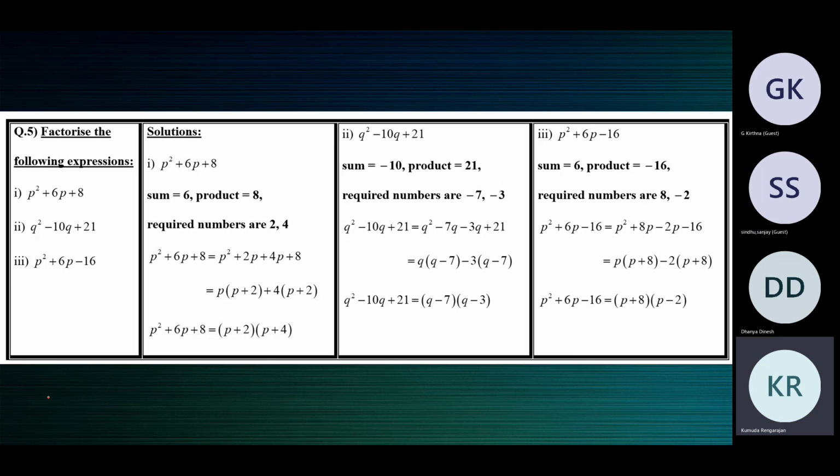Yes, children, please write down. I think by Tuesday I'll enable the next exam. Your next exam on factorization will be available by Tuesday.